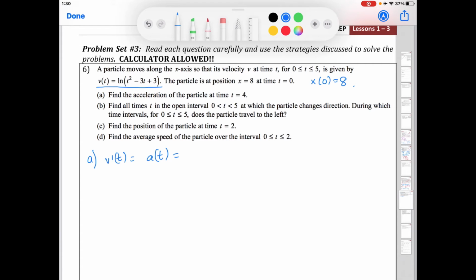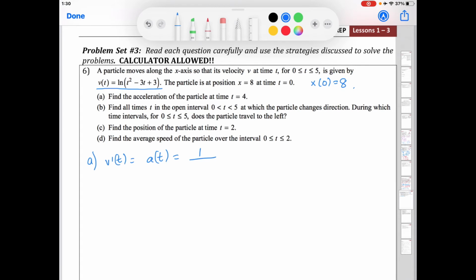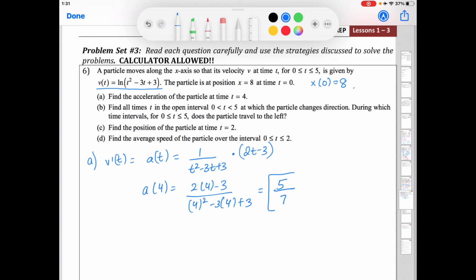So this is a calculator question. You can do it, but it is a very simple derivative. So the derivative of ln of this function would be 1 over t squared minus 3t plus 3, times the derivative of the inside, which would be 2t minus 3. So I can find a of 4. Just substitute in 4 for t and I will get my answer. So 2 times 4 is 8, 8 minus 3 is 5, 4 squared is 16, minus 12 is 4, plus 3 is 7, so 5 over 7. That's my acceleration at t equals 4.